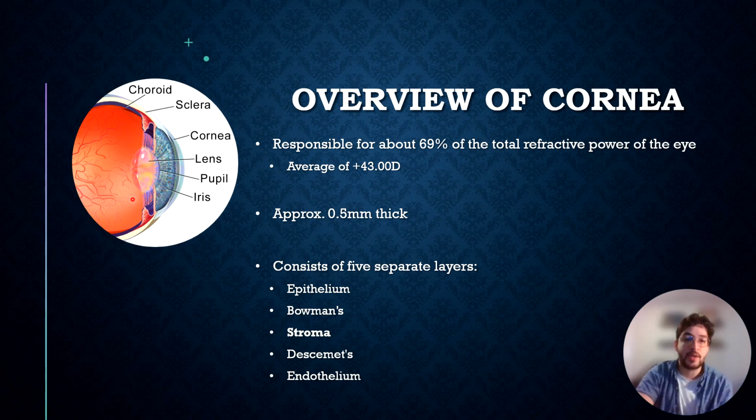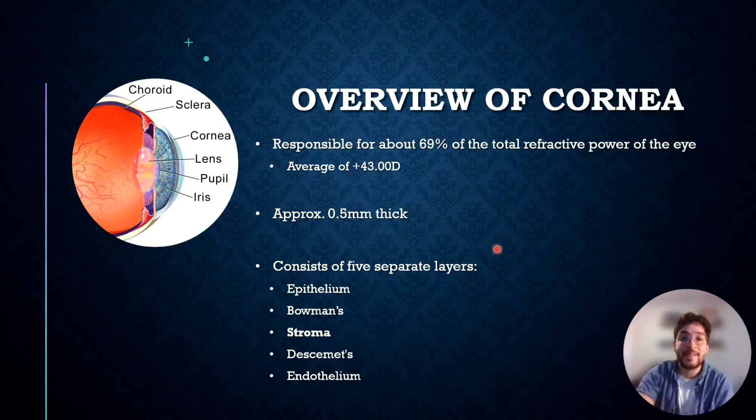And then the second lens is that crystalline lens inside of the eye. The crystalline lens is responsible for the other 31% of refraction in the eye. And so we're not going to talk about the crystalline lens here. We're just going to focus on the cornea here. On average, it is 43 diopters of power, which is a very large amount of power. And it's only half a millimeter thick on average. And so it's pretty impressive that the human body can fit 43 diopters into a half a millimeter lens.